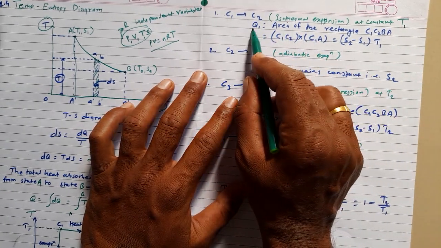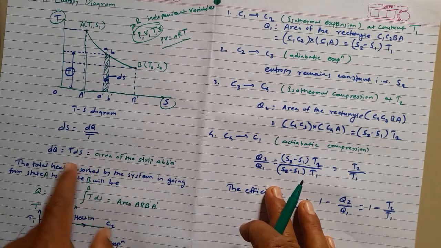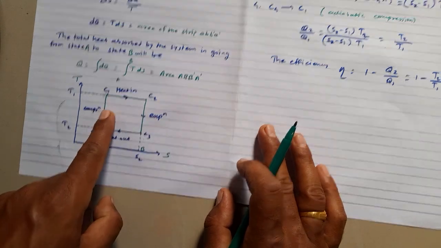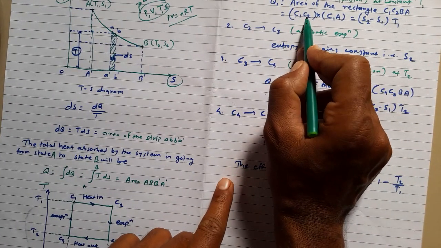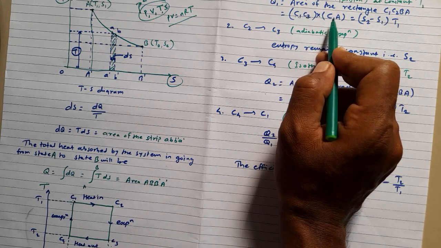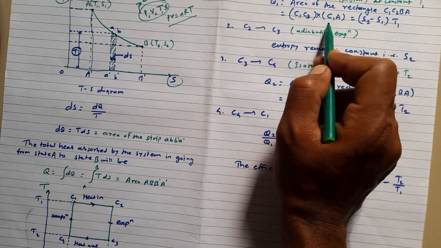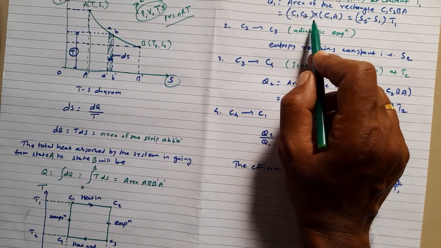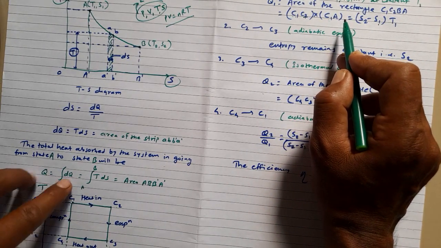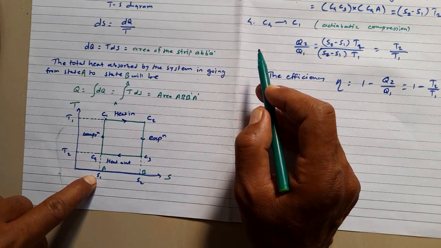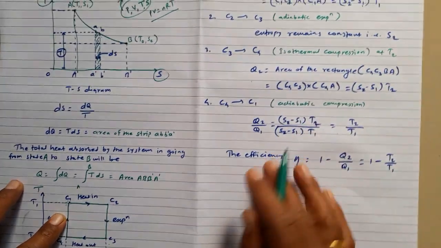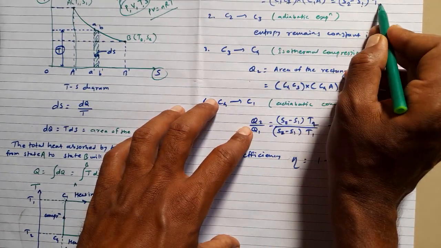So the total heat is nothing but the area under whatever curve we are considering over here. So the area under this curve is what we are trying to understand. C1 C2 into C1A is the area under this curve. So how much is C1 C2? C1 C2 is nothing but S2 minus S1, and what is C1A? C1A is nothing but the temperature T1. So Q1 is equal to S2 minus S1 into T1.